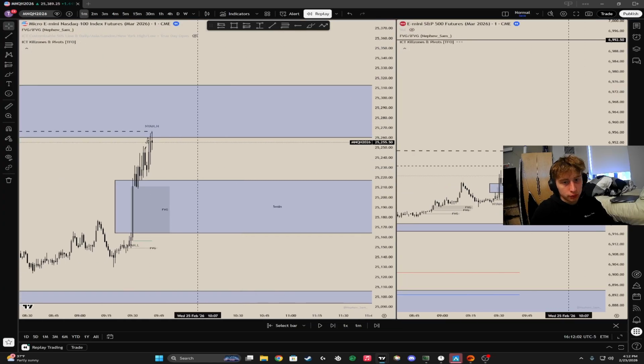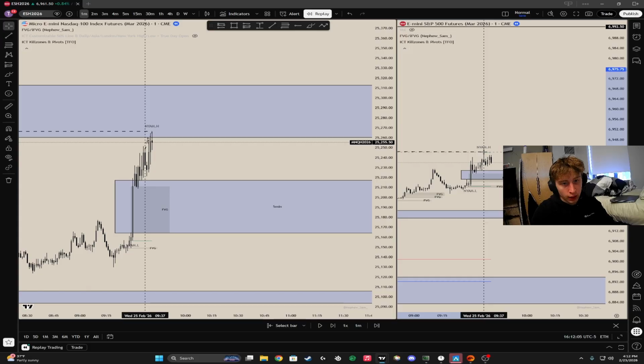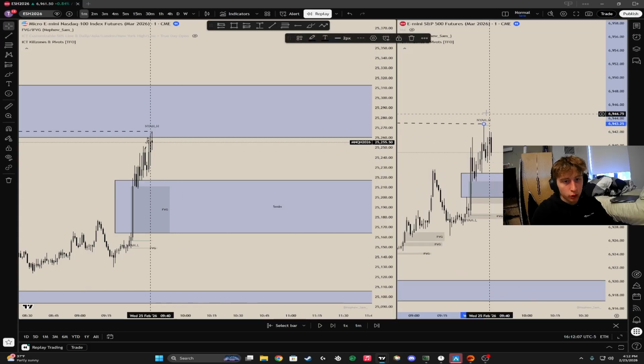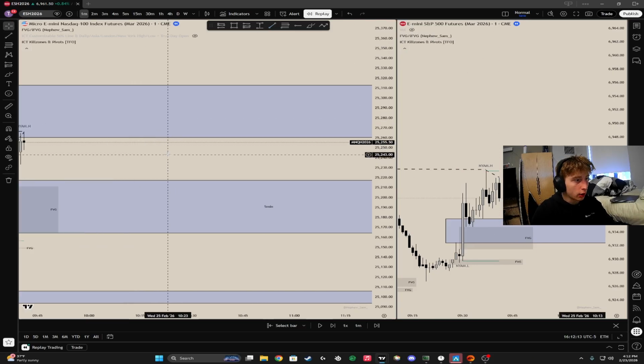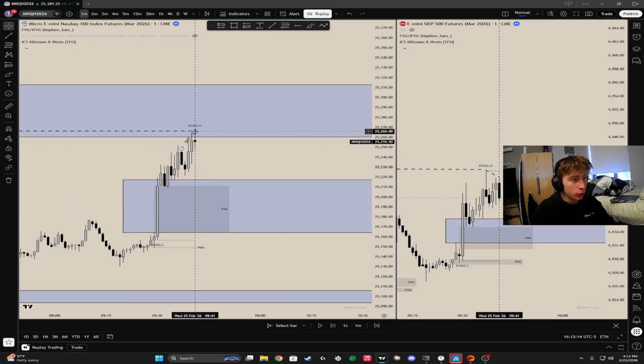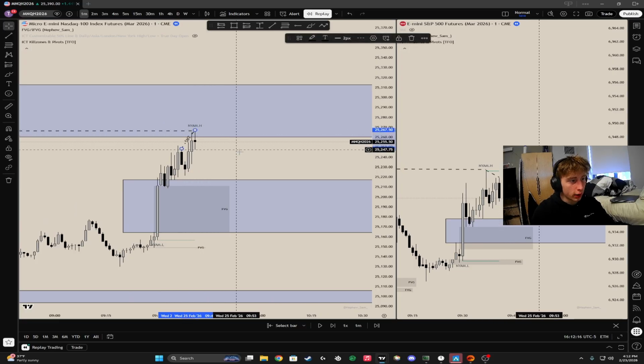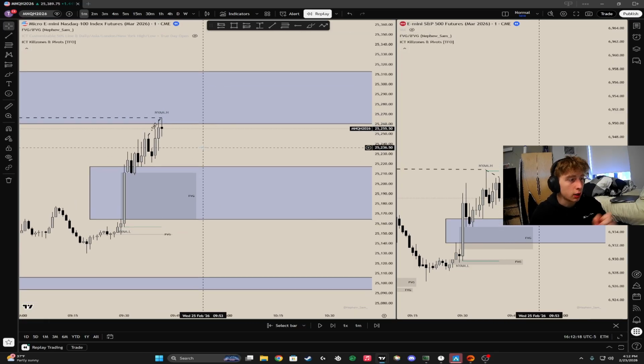While also having an internal SMT. So ES never took out New York AM high, where right now NQ is making new New York AM highs. So internal and external SMT, higher time frame respect, clear target, and then we ended up taking the trade.